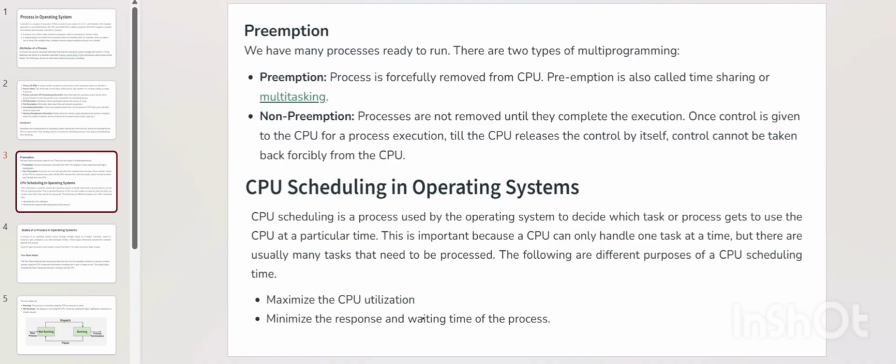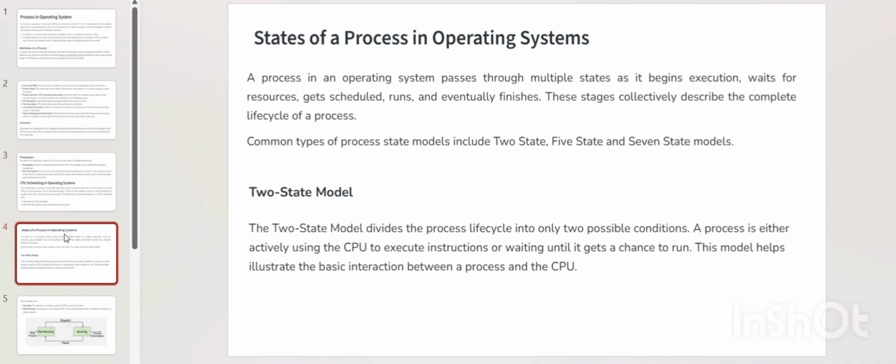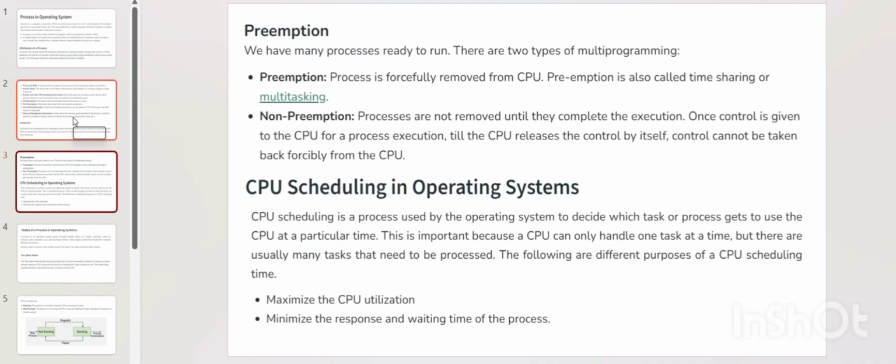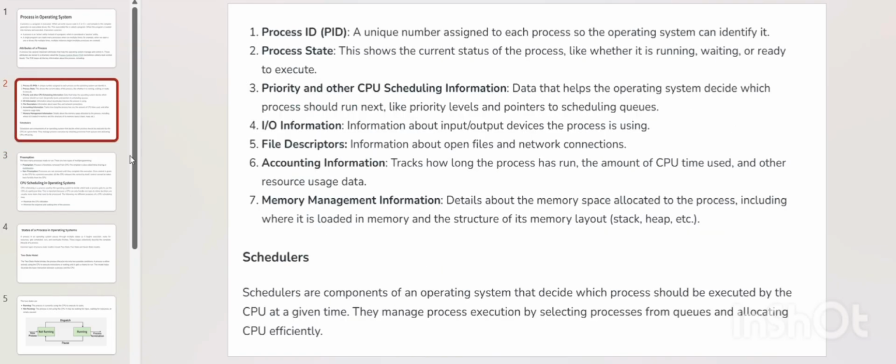So these are different CPU scheduling algorithms. Now let us take a look at what schedulers are. Schedulers are basically components of an operating system that decide which process should be executed by the CPU at a given time. There are three types of schedulers in operating systems: short-term, medium-term, and the third one, long-term schedulers.